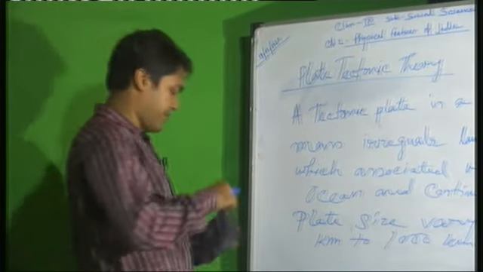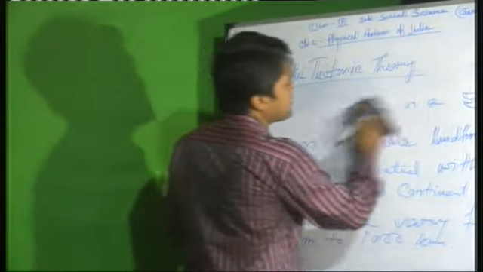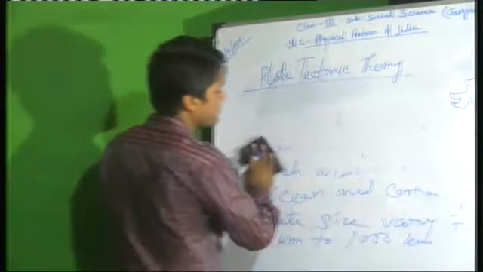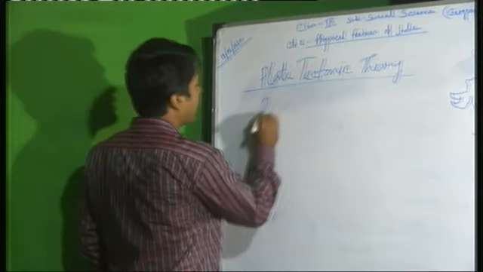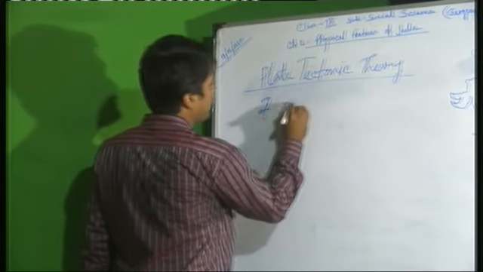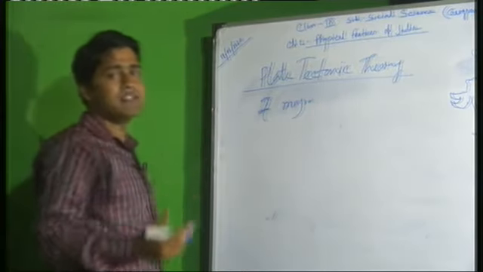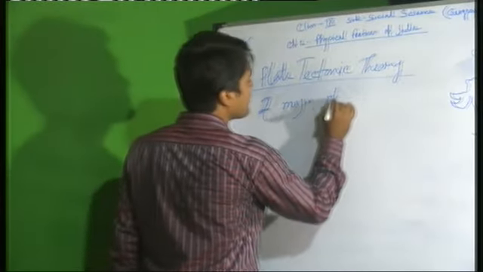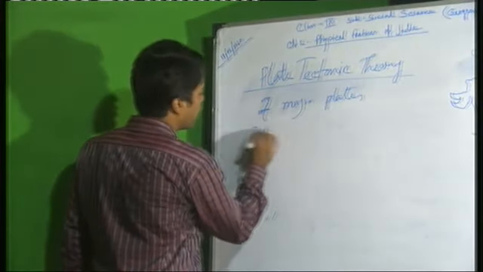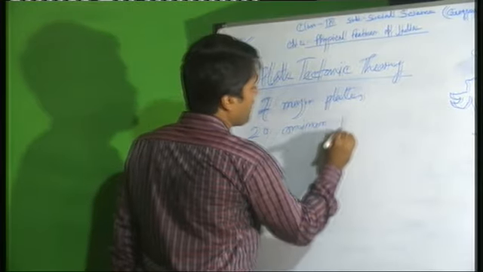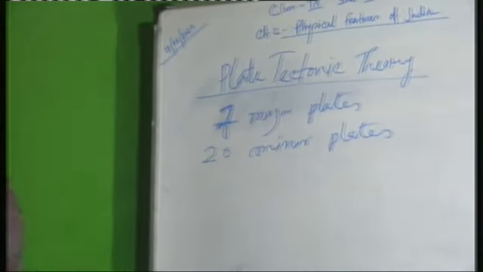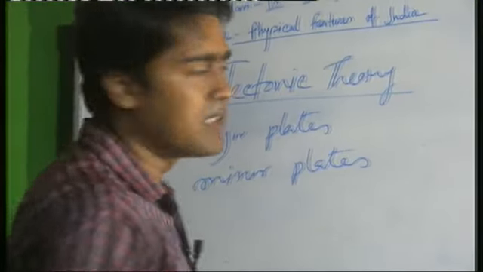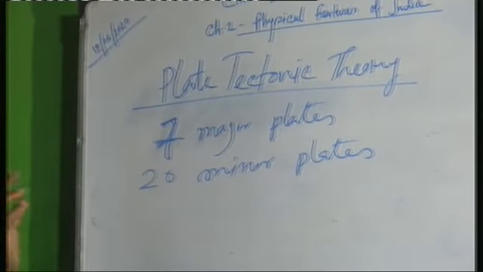Now all over the world scientists have discovered that, according to size, there are two types of plates: 7 major plates and 20 minor plates. The 7 major plates are very important. Name of the 7 major plates, you will remember it.